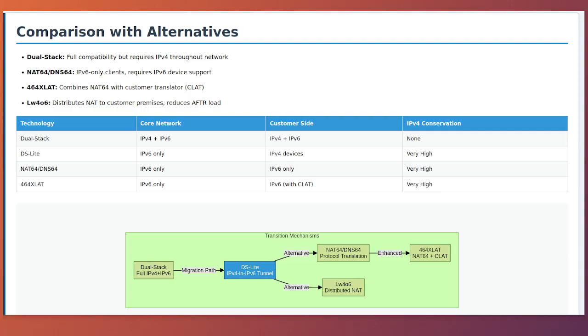DS-Lite, by contrast, only requires support in the CPE device, which the ISP can control and provision. Lightweight 4/6 is another alternative that distributes NAT functionality to the customer premises rather than centralizing it at the AFTR. This reduces the processing load at the ISP edge but requires more sophisticated CPE and more complex provisioning. For most ISPs, DS-Lite's balance of simplicity, compatibility, and address conservation makes it an attractive choice, particularly during the transition period while IPv4 services remain essential.